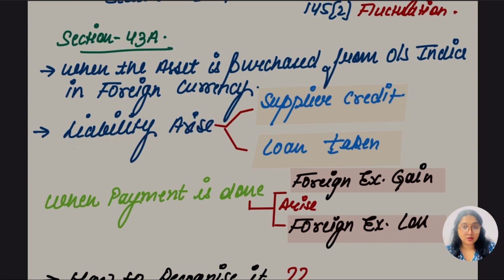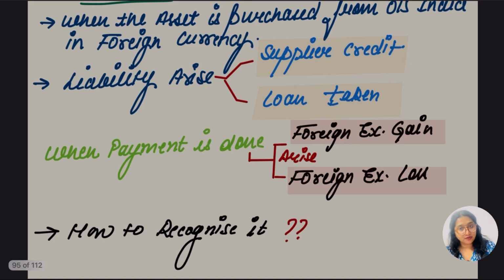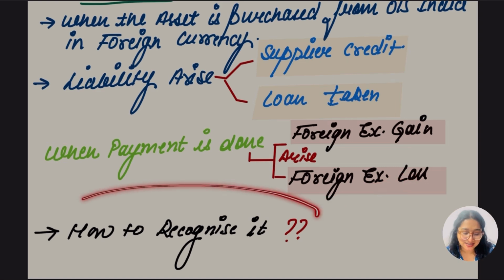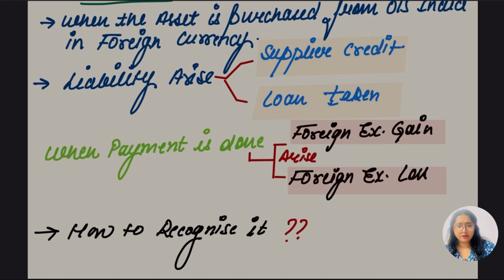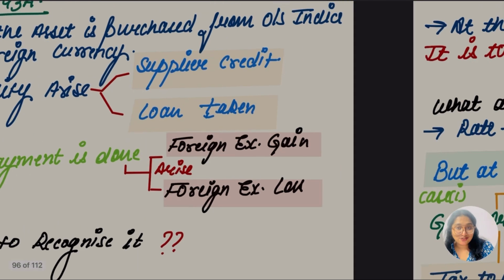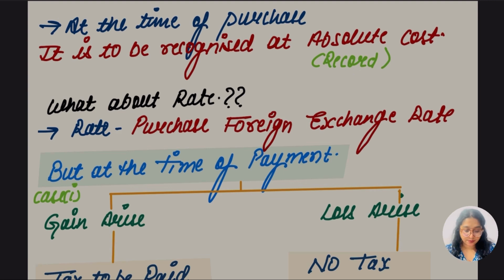Liability is going to arise either by way of supplier credit, which definitely you have to pay back, or a loan taken from an institution. Then also you have to pay the payment, with installments and all. When the payment is done, again two scenarios are going to happen: foreign exchange gain or foreign exchange loss. We have to identify how we are going to recognize these in our books of accounts.